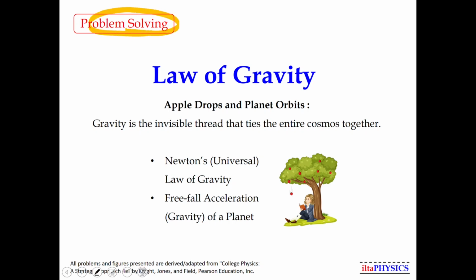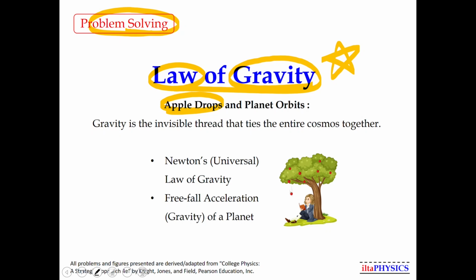Today, we are going to study Newton's law of universal gravitation. This law is a very important physical law that can explain not only an apple falling downward, but also the motion of celestial bodies in the universe.